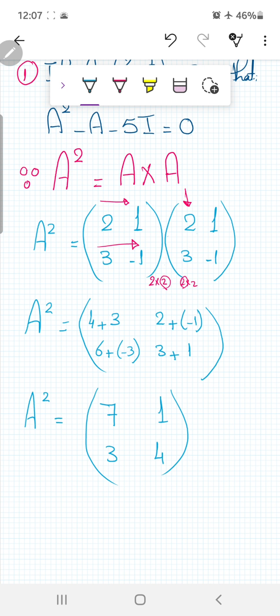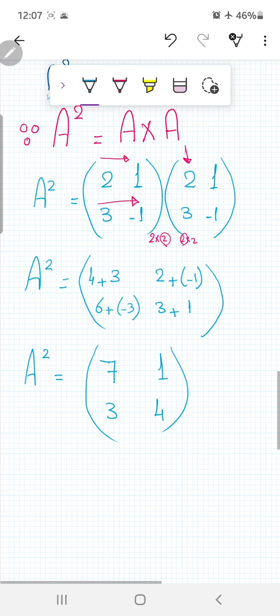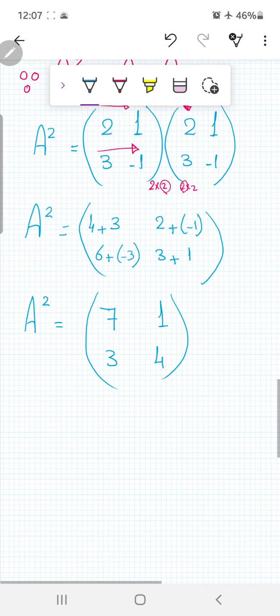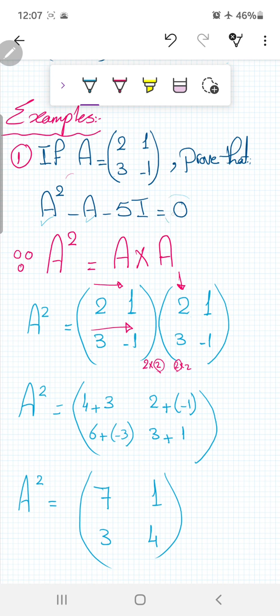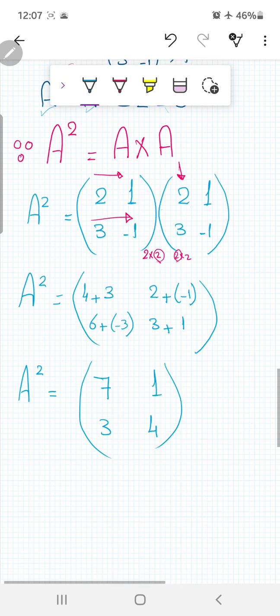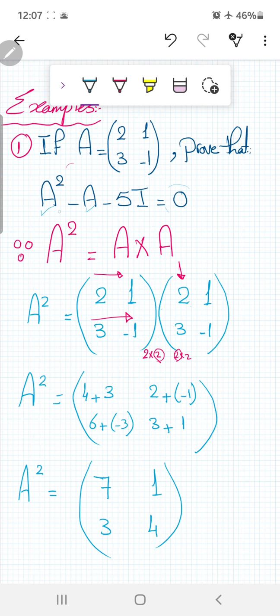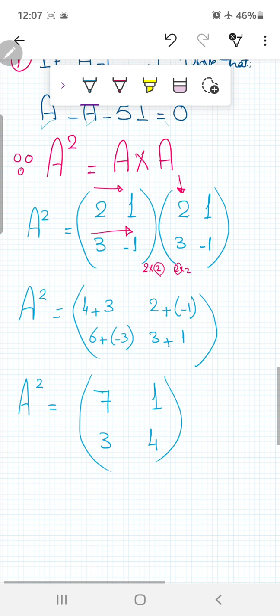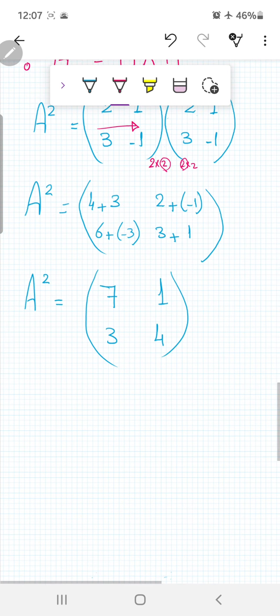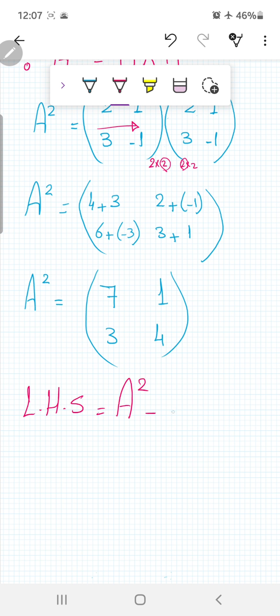Okay. We get A power 2 minus A, which is the matrix 2, 1, 3, negative 1, minus 5I. What's the meaning of I? As we said, I is the unit matrix, a matrix whose main diagonal is 1. Equals 0. 0 here is the zero matrix. So we want to prove that A power 2 minus A minus 5I equals 0. So first, get the left hand side, which is A power 2 minus A minus 5I.